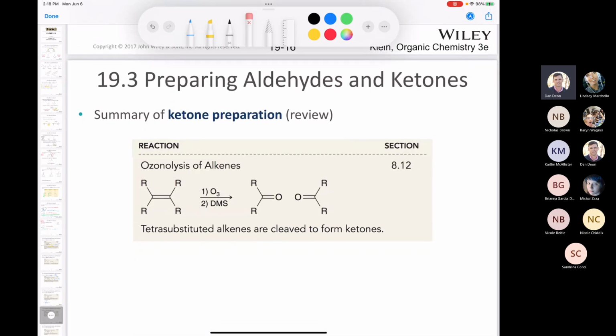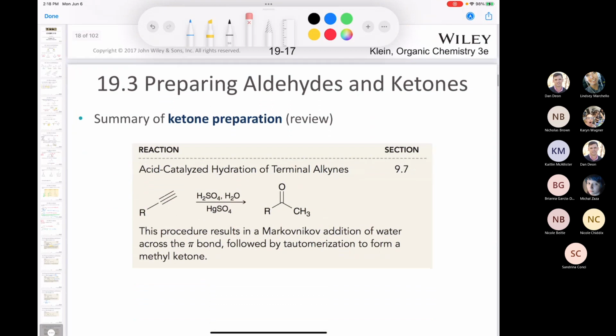Also, ozonolysis of a tri-substituted or a tetra-substituted alkene can give you ketones, depending. So first step, ozone. Second step, DMS. We covered that. What else?